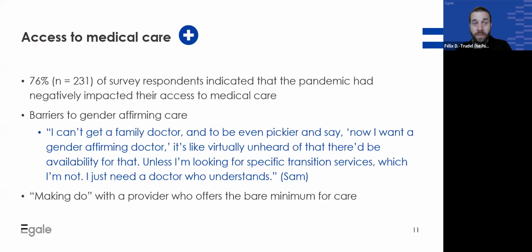Another social determinant of health was access to medical care. Our findings showed the extent to which the pandemic has created barriers to accessing medical care. 76%, or 231 of survey respondents, indicated that the pandemic had negatively impacted their access to medical care. These access barriers are particularly pronounced for those seeking gender-affirming care, as Sam explained.